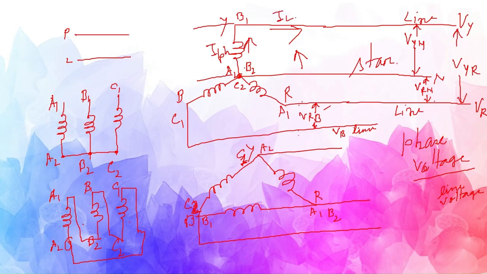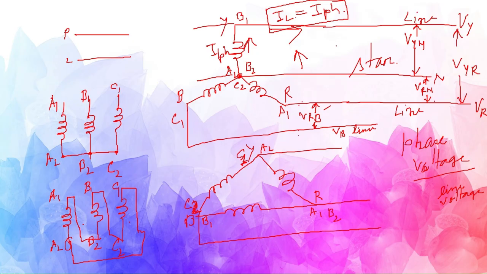Now the same current is flowing through the line, whatever current is flowing through this phase circuit. So in case of star connection, IL equal to I phase. So this is one relation between IL and I phase.